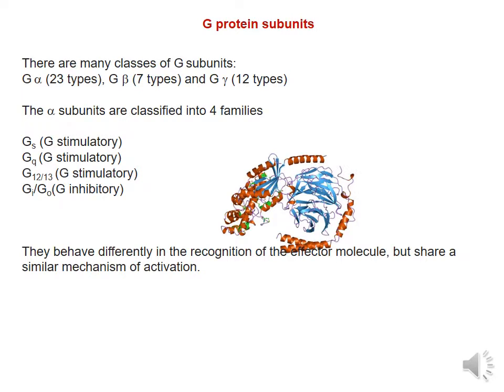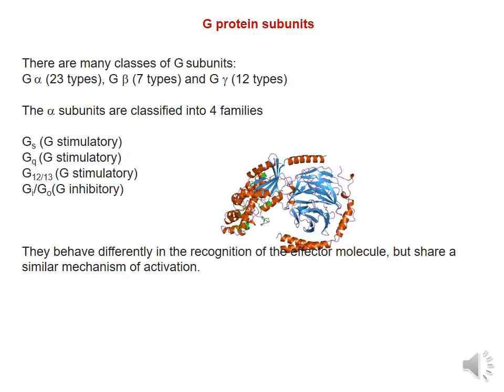So G protein complexes can be very diverse because there are many different classes of G subunits. There are up to 23 types of different G alpha subunits in the human genome, about 7 types of G beta subunits, and around 12 types of gamma subunits. And the composition of the different subunits results in different G protein complexes with different functions. So the alpha subunits are classified into 4 major families.